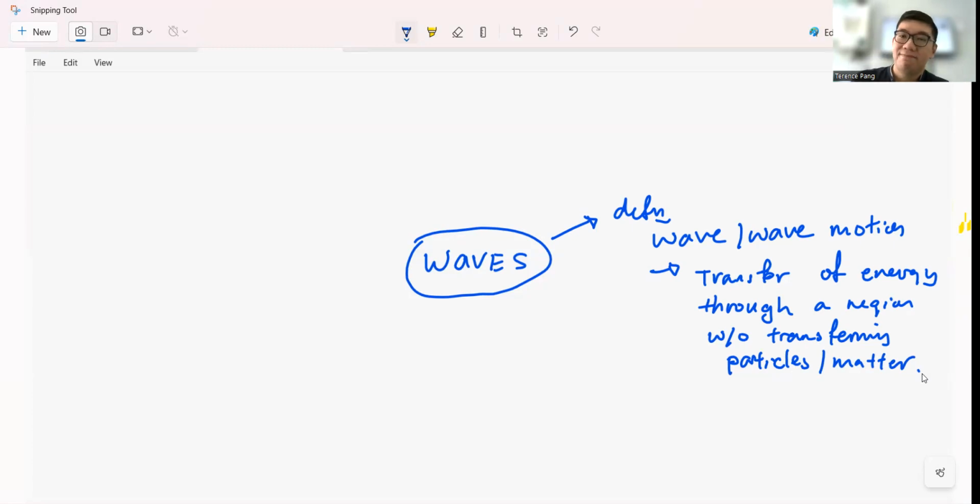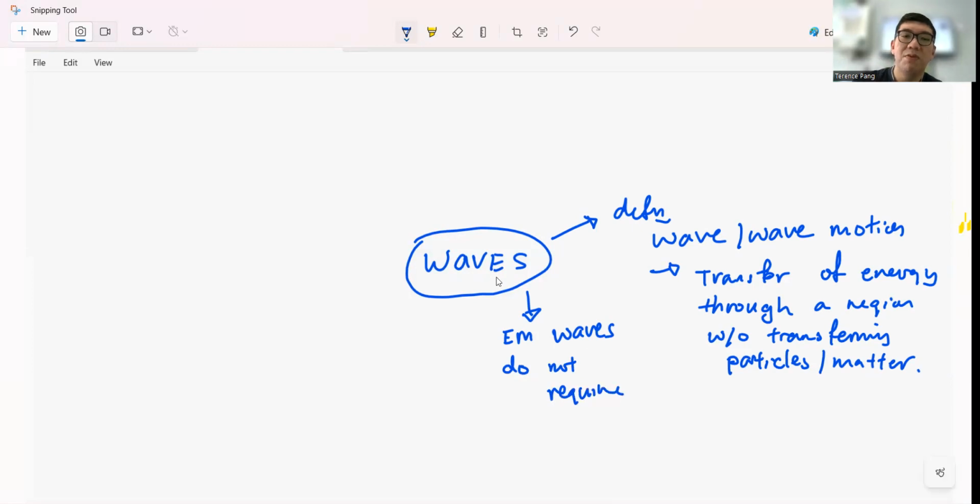All right. Now, you mentioned about medium or without medium. Can you tell me what particular type of wave transfers or travels without medium? Yeah, EM waves. Okay. EM waves do not require medium.